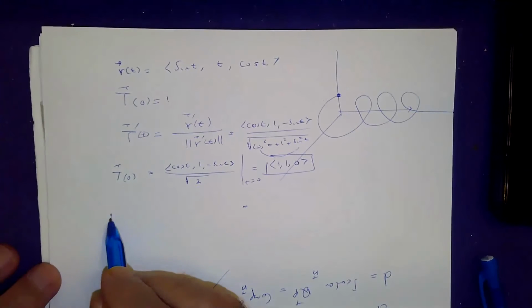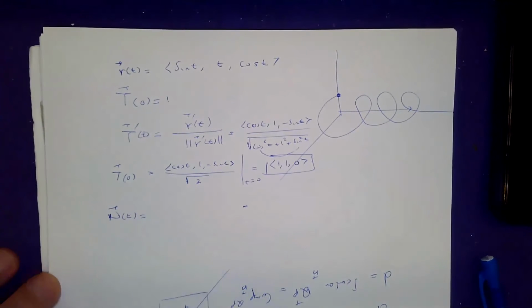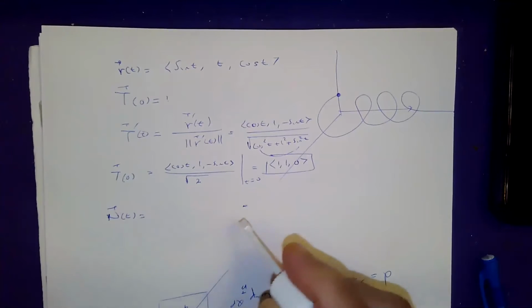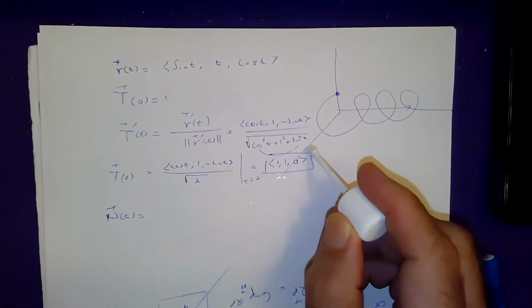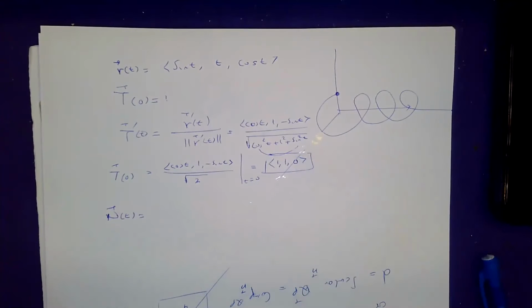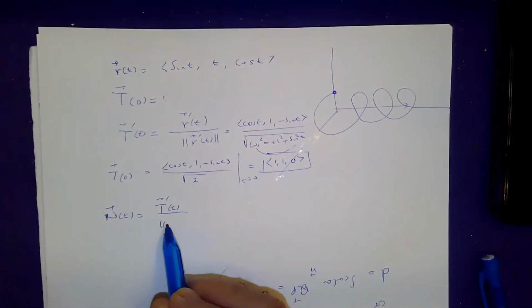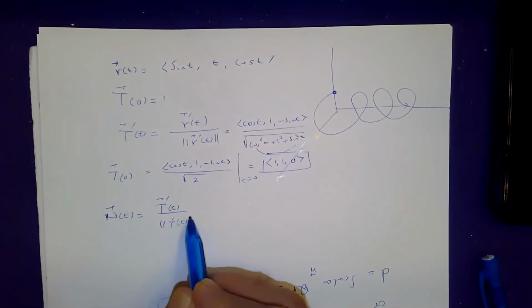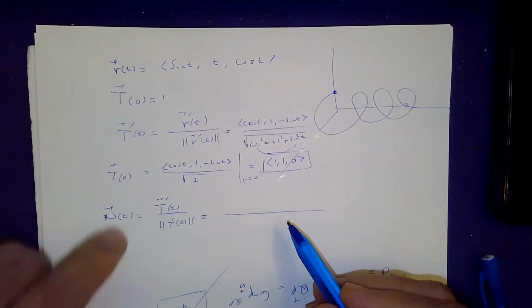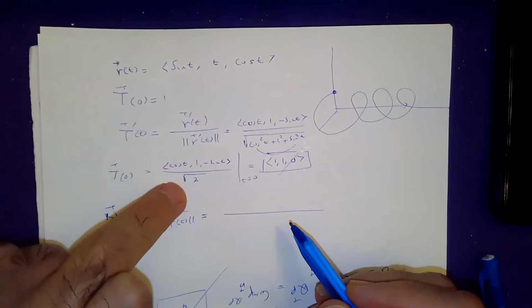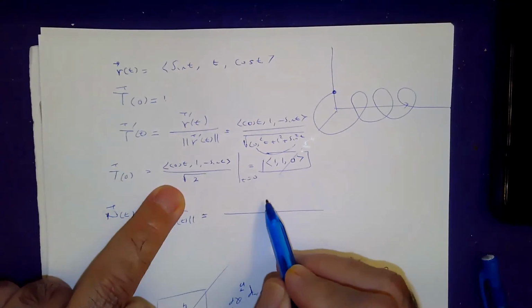Now, to find the normal vector to the curve at 0, all you have to do is take the derivative of the unit tangent, correct? Take the derivative of the unit tangent and divide it by its magnitude. That's how it's defined. In other words, N of t is T prime of t over the magnitude of T prime of t. So what is the derivative of this guy? Not the answer here, because you want to take the derivative of this guy, not the one you evaluated, yes? What is it?